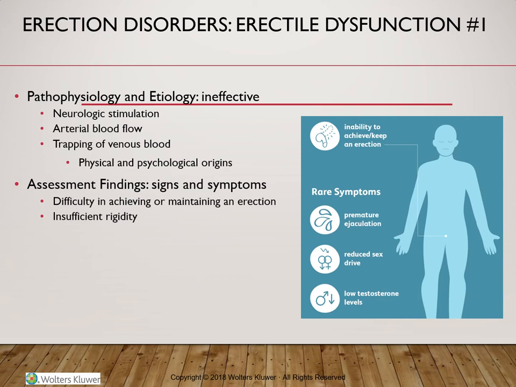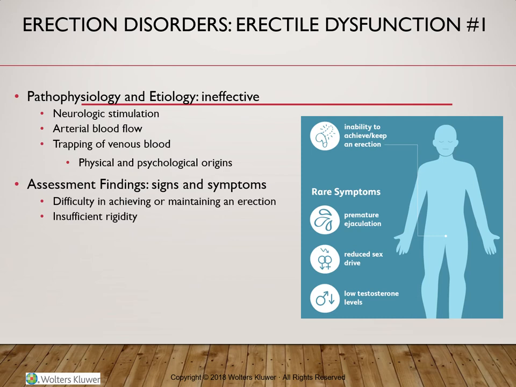So when we're assessing those patients, what do we need to take into consideration? We need to talk with them about their sexual health history and to understand what the difficulty is. Is the difficulty in achieving or is the difficulty in maintaining the erection? If the erection occurs, the client may reveal that there is insufficient rigidity.